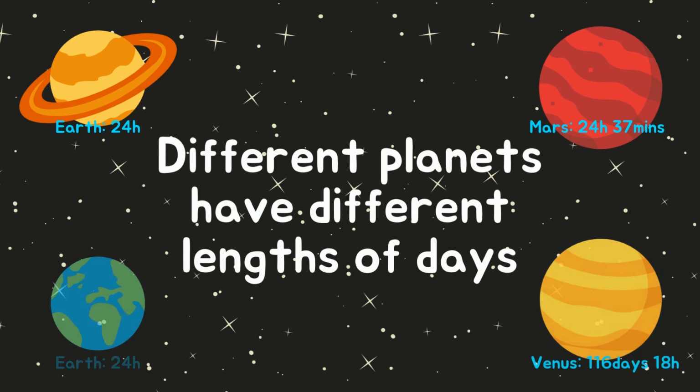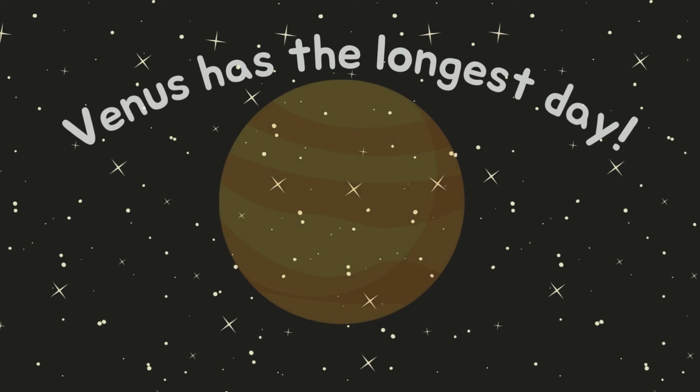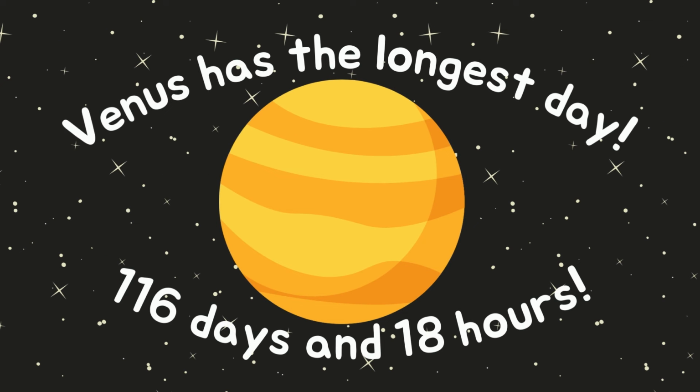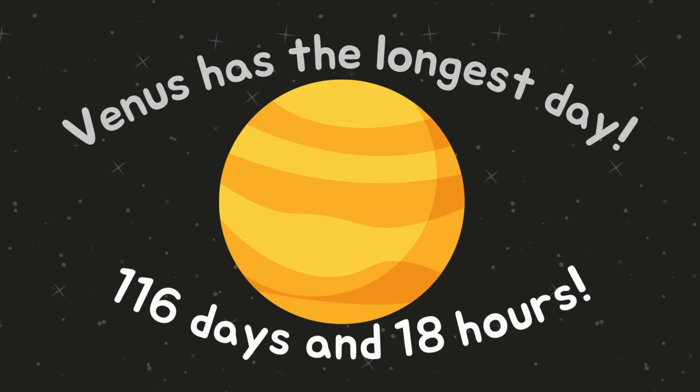Do you know that different planets have different length of days? A day is determined by how long the planet takes to rotate along its axis. For example, Earth takes 24 hours to rotate along its axis. So a day on Earth is 24 hours, but on Venus a day lasts for 116 days and 18 hours. Venus has the longest day out of all the planets of the solar system.